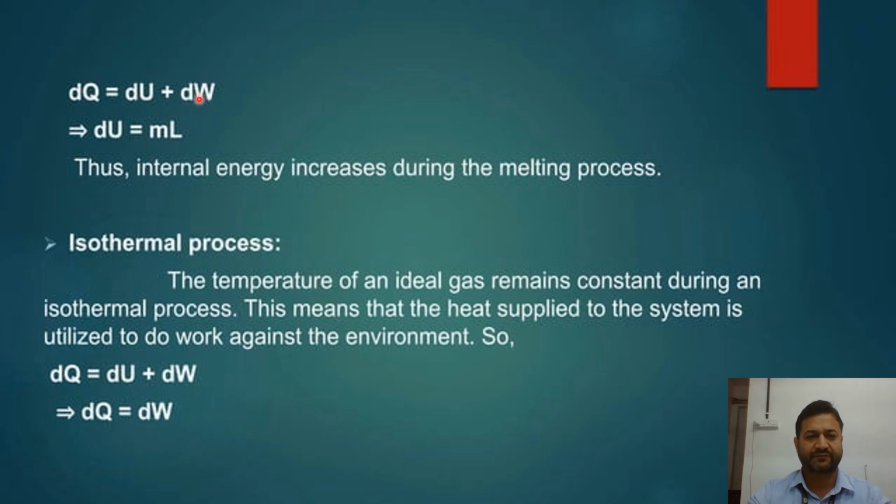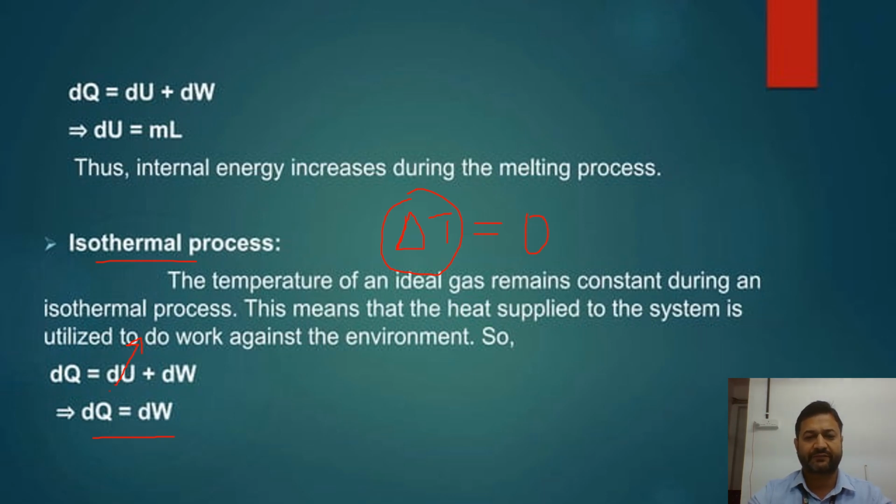This is the expression for melting, where delta U will be equal to mL. And for an isothermal process, what is going to happen? Isothermal means your temperature remains the same, so T1 will be equal to T2, and automatically delta T will be equal to 0. Now your delta U, the internal energy, is directly proportional to delta T, that is m Cv delta T. So if delta T is 0, then delta U will become 0. So for an isothermal process, the net amount of heat added will be equal to the net amount of work developed. This is the simple expression for the isothermal process.